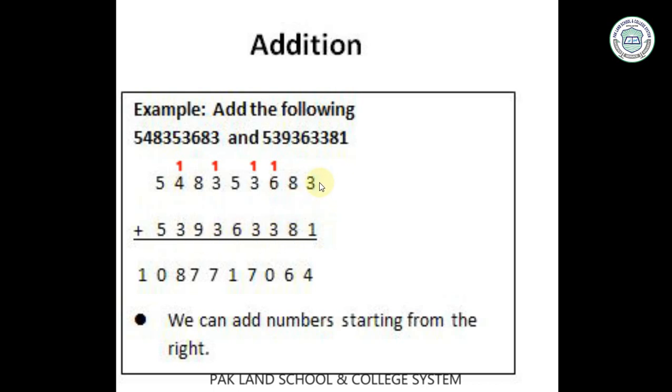Let's start the addition. 3 plus 1 gives 4, 8 plus 8 gives us 16, one goes up, 1 plus 6, 7, plus 3, 10, one up, 1 plus 3, 4, plus 3, 7, 5 plus 6 gives 11, one goes up, 1 plus 3, 4 plus 3, 7, 8 plus 9 gives 17, one up, 1 plus 4 gives us 5 and 3, 8, 5 plus 5 gives us 10.